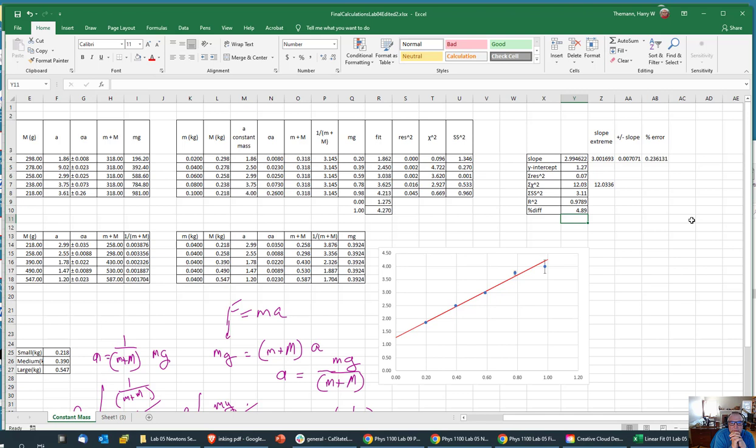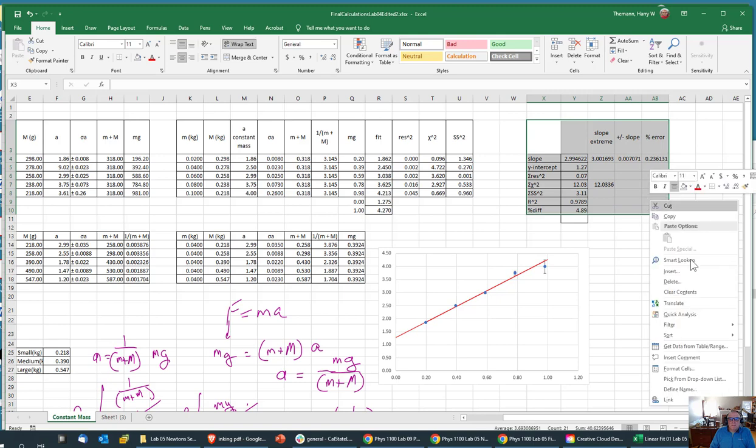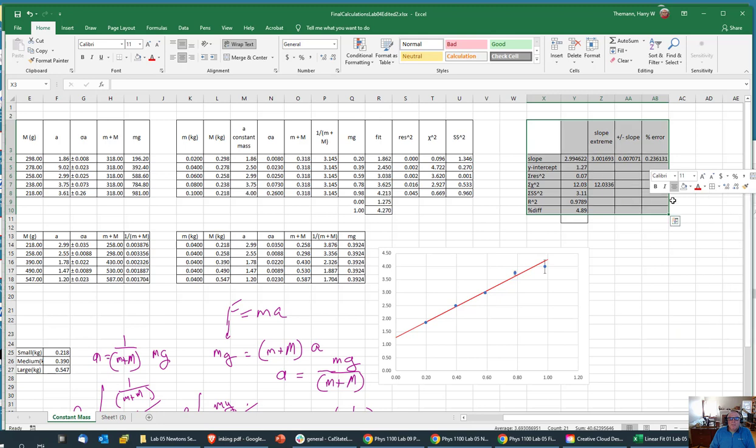Okay, so we have our fit parameters here. One could imagine maybe formatting this a little bit better to make it a little more obvious what's going on. Maybe one doesn't include this part. I just use this as a placeholder. It's not key. And so now this is the constant mass. Okay, so I'm going to stop this and upload it and then make one for the constant force.